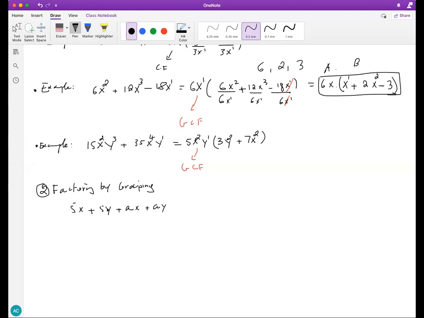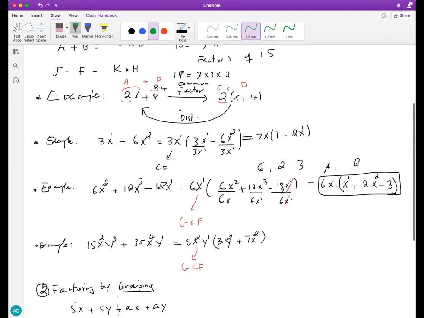5 and 5 are only here, but they're not here. A and A are here, but not here. X is only in these two terms, and so on. But we can still factor using what we call factoring by grouping. That means we can split this into groups. And each group would be factored using a common factor like we did earlier. So basically what you do is you just split it into two groups. So ignore this one for a moment and let's factor this the same way we just did.